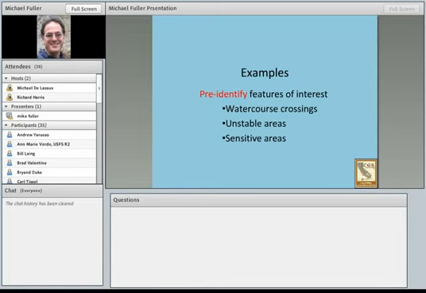The desired products and outcomes of a road assessment determine which sort of methodology is best. The methodologies, along with the level of detail, determine which tools are best.